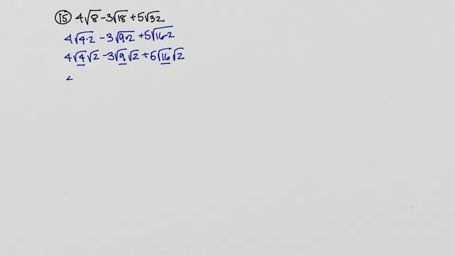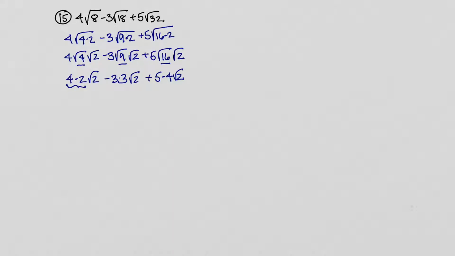So let's take them. We'll get 4 times, now the square root of that 4 is a 2, and then we still have that square root of 2. Minus 3 times the square root of 9 is 3, and we still have that square root of 2, plus 5 times, and the square root of that 16 is a 4, and we still have that square root of 2. Making some progress here.